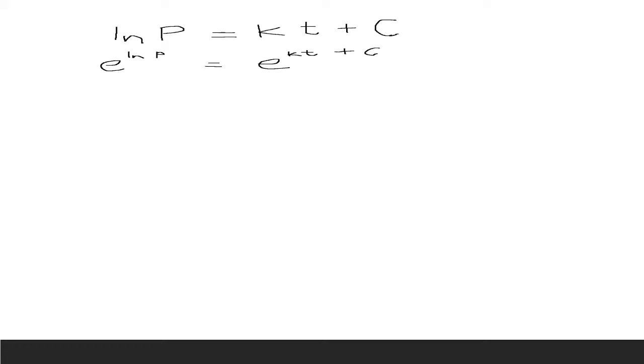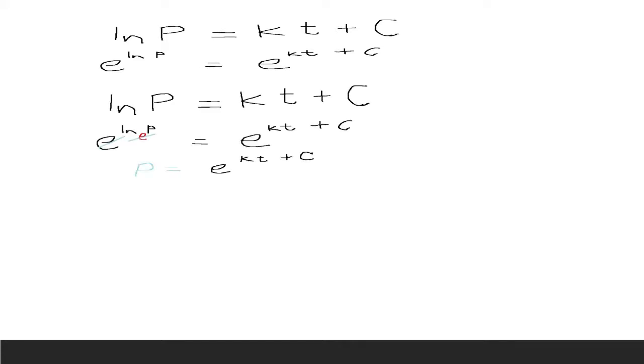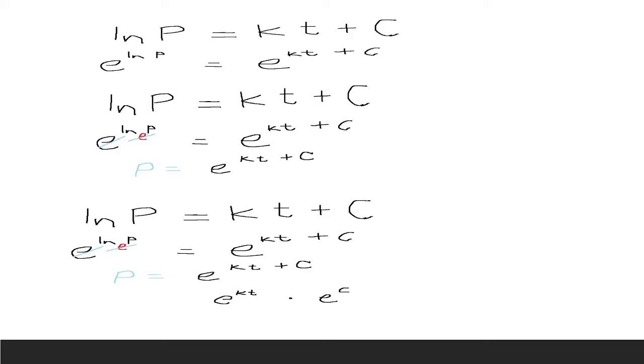At this point, you want to put both sides of the equation on top of e. So we have ln P = kt + C, and then e raised to the ln P is equal to e raised to kt + C. Now the base of the natural log is base e, so these two will cancel, and P is equal to e raised to kt + C. kt is added to c, so therefore we could say that e to the kt + C is equal to e to the kt times e to the C.